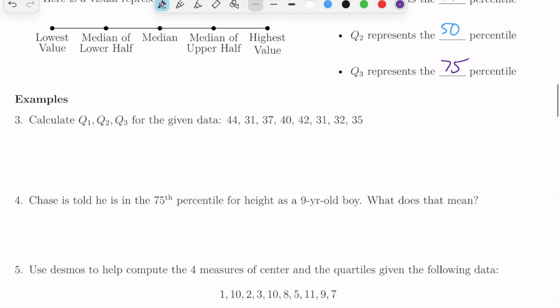Let's go ahead and work on finding these quartiles for a data set. The first thing we need to do, remember, if we want to find the median, they have to be in order. So I need to write these in ascending order. Let's take a minute and get those written out.